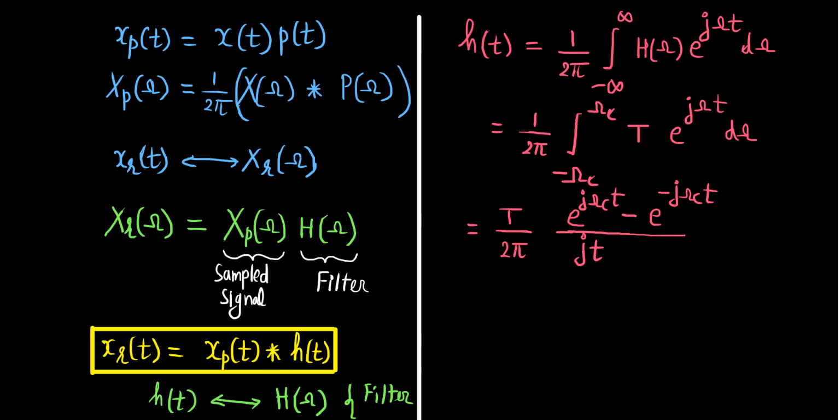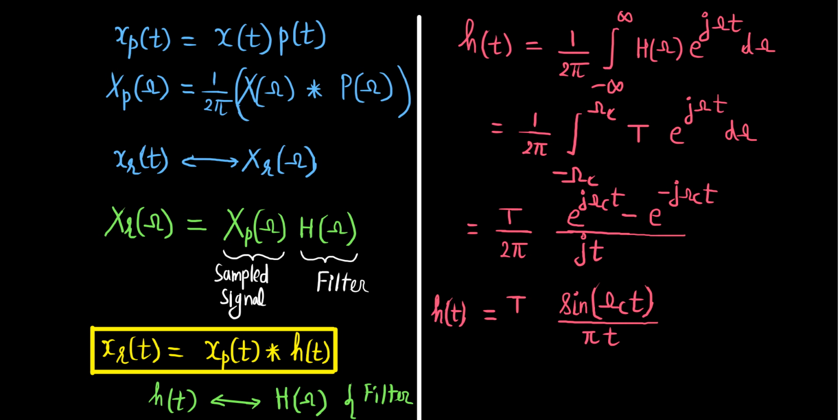So I can simplify this further. That is going to be sine of omega c t divided by pi t. Now that is the inverse Fourier transform or the impulse response of this filter h of omega. So this h of t is sine omega c t upon pi t.